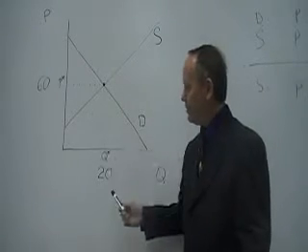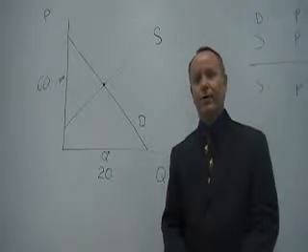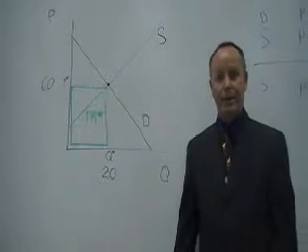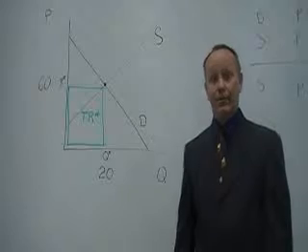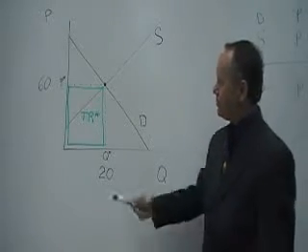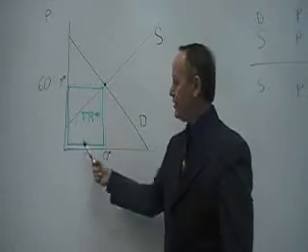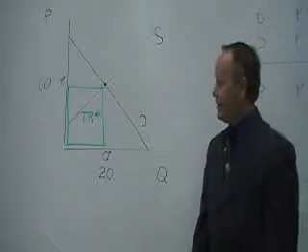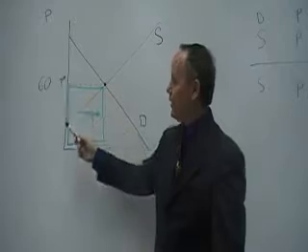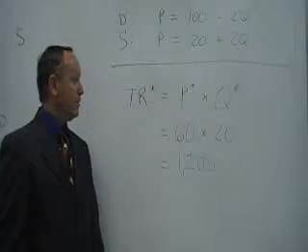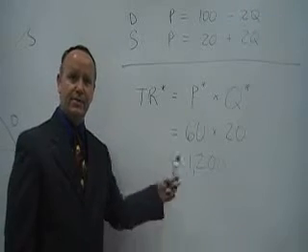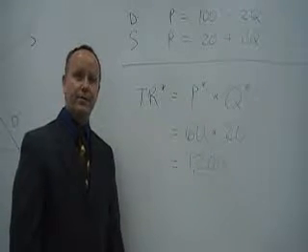Now that we have the P and the Q solved, we can also obtain the areas of certain basic economic areas. Price times quantity is total revenue. So the area of total revenue is height times base. It's a square or a box. So the area of a box is height times base. So we simply multiply the height times the base. So total revenue equals price times quantity. In this case, that's 60 times 20, or 1,200.